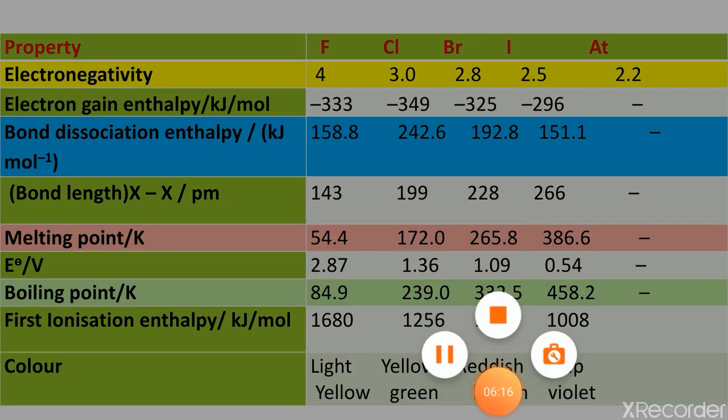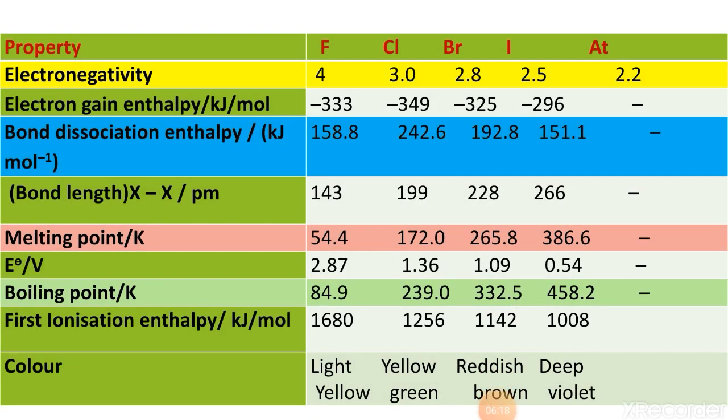Now next, about the bond length, that is X-X bond length. The bond length increases down the group due to increase in size. So that's why iodine has maximum bond length and fluorine has minimum bond length, in picometers. Now about the melting points. I told you that melting point depends upon symmetry or molar mass. Here down the group masses increase. That's why force of interaction also increases. Hence melting point increases down the group. Now standard electrode potential, that is E naught value in volts, are given here.